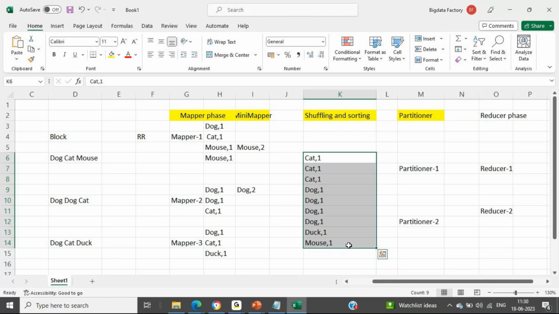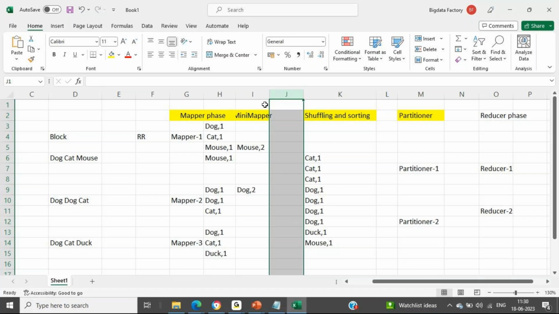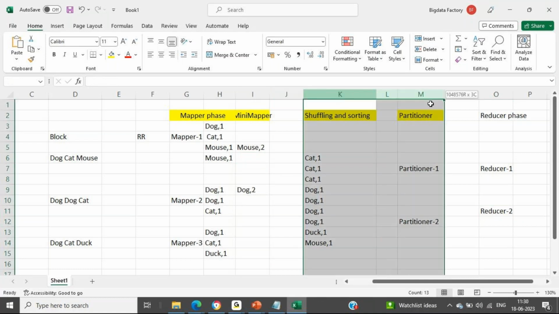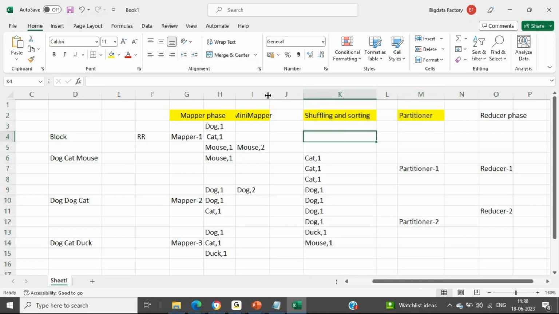But if I take the output from here only, and I do my functionality with the Minimapper, the Minimapper is doing the reducer function, and if I'm taking the output from here only, there is no need for shuffling and sorting. Yes, sir, both processes, shuffling and sorting, and the reducer can be removed. Okay, perfect. But there will be one issue, sir.